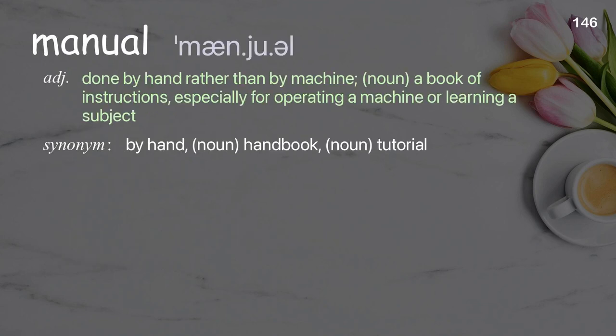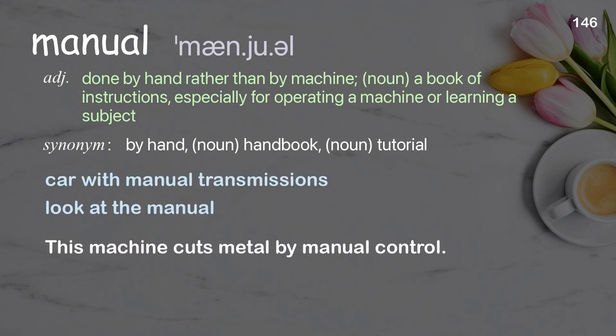Manual. Done by hand rather than by machine, noun, a book of instructions, especially for operating a machine or learning a subject. Examples: car with manual transmissions. Look at the manual. This machine cuts metal by manual control.